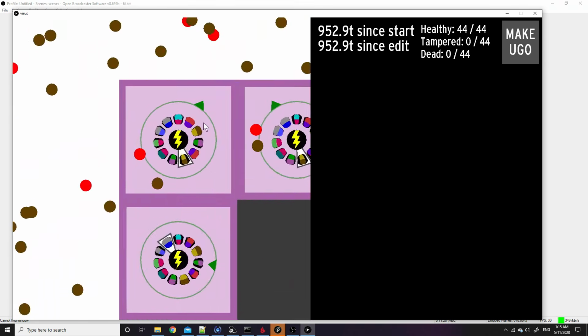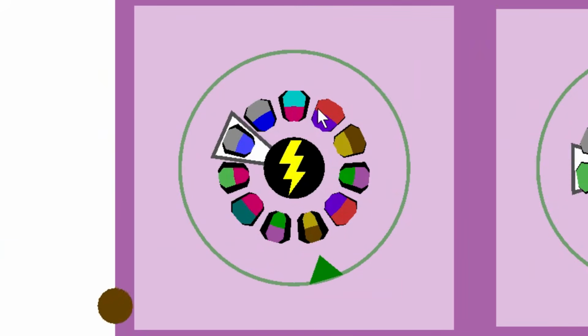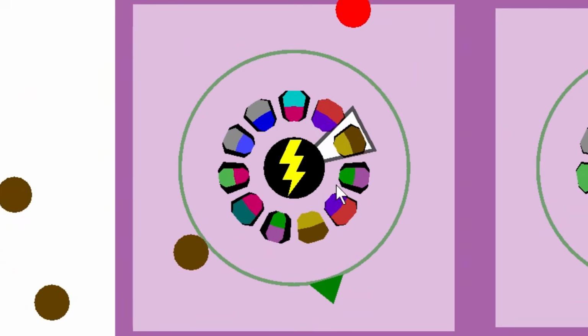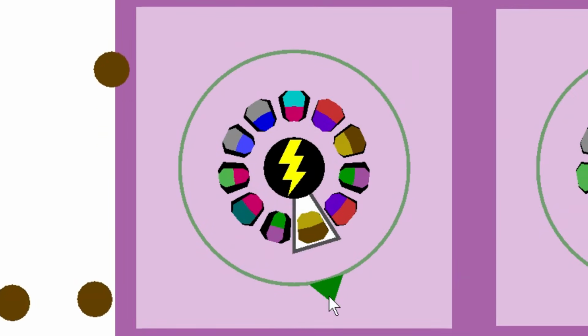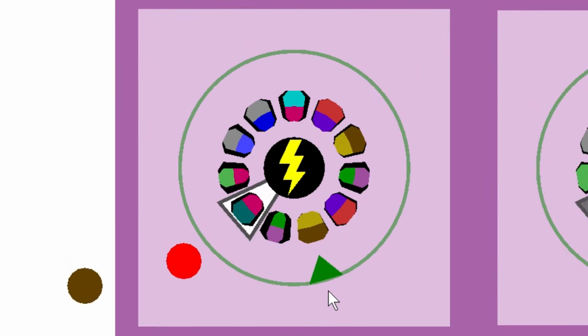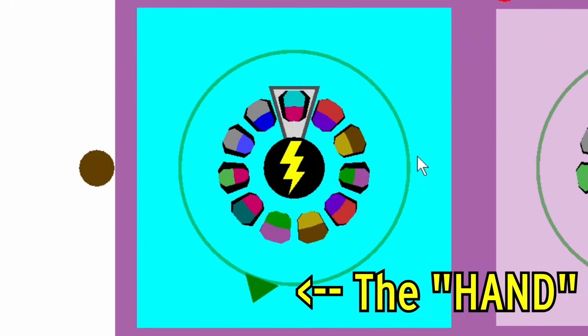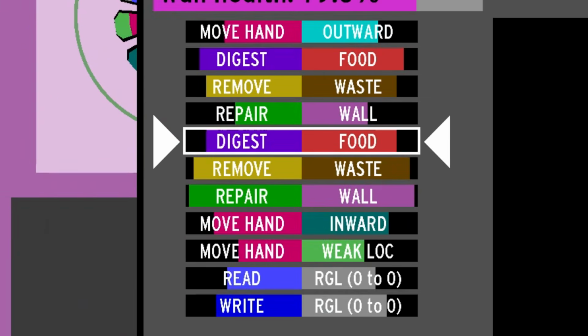So first off, what's this green outer circle? Last video, I explained that the inner circle were the codons or genetic material of the cell. But the outer green circle, it's more of a track for this green triangle to move along. And what's the green triangle? Well, that's going to be what I'm going to call the hand. And the hand is really what performs all of the cell's actions.